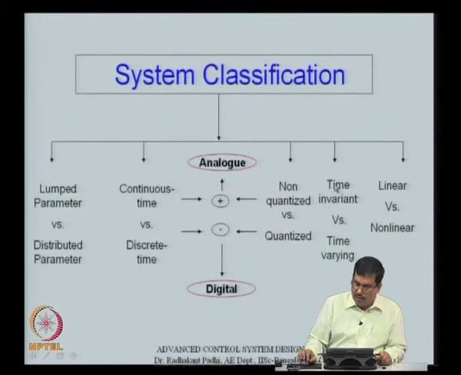Next, we can classify the system from a time invariant point of view as well as a time varying point of view. That means if the parameters of the system or the nature of the system dynamics do not change with time, that is time invariant. If it changes with time, that is time varying. Okay.